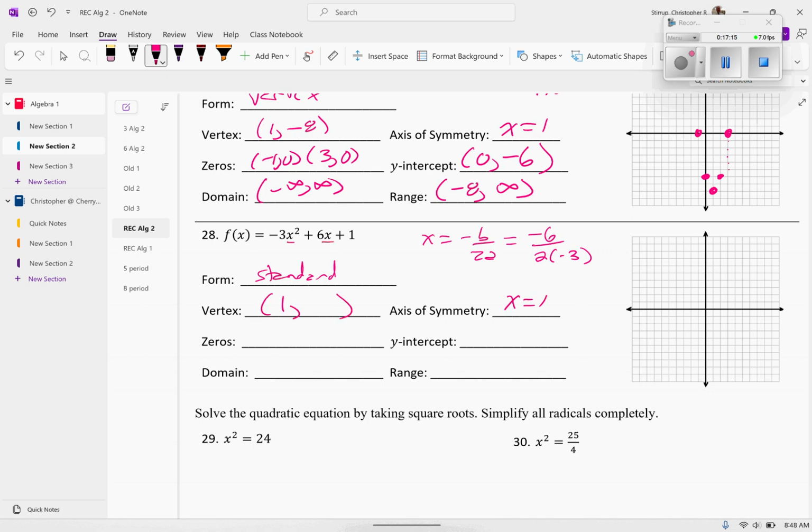Plug 1 in here and here. 1 squared is 1. 1 times 3 is negative 3, plus 6 plus 1. So that's 3. That's going to give me 4. So 1 comma 4. Right there. This is opening down.